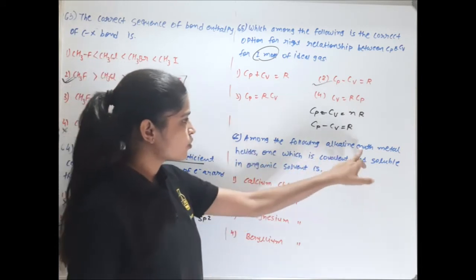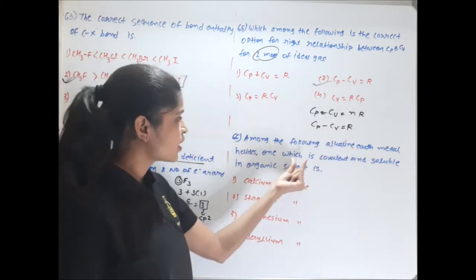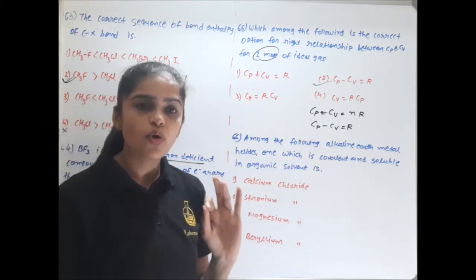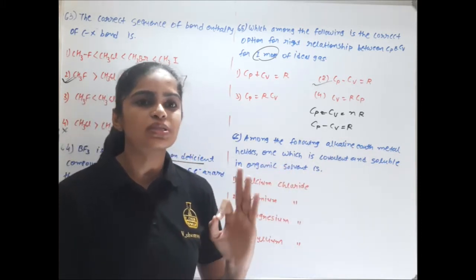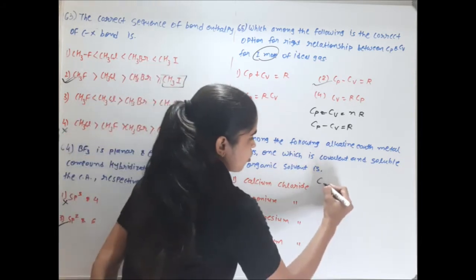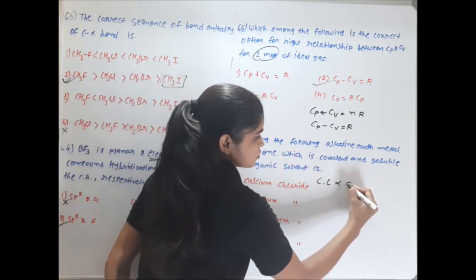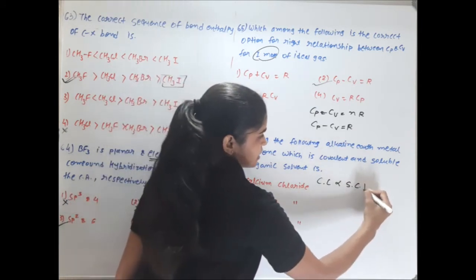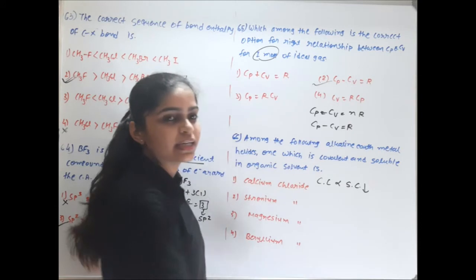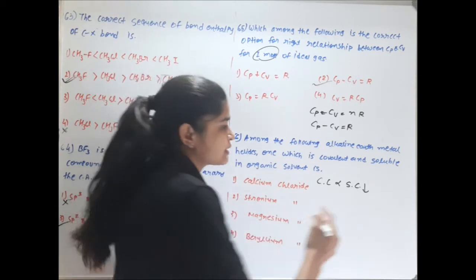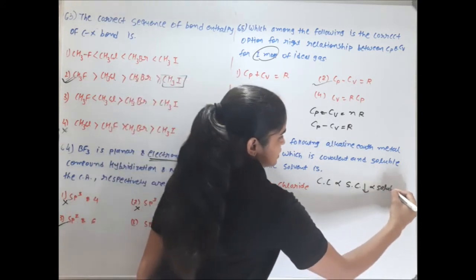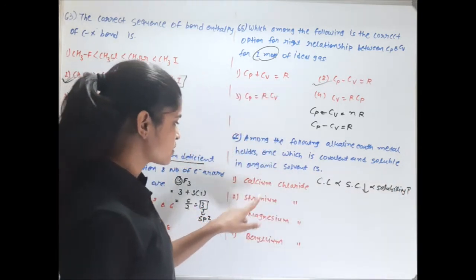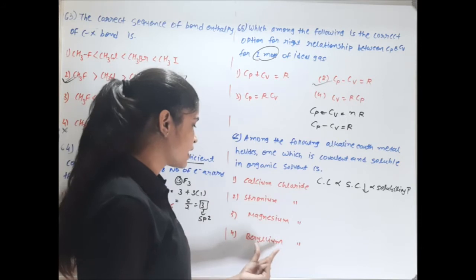Next: among the following alkaline earth metal halides, which one is covalent and soluble in organic solvent? We know that covalent character is inversely related to the size of the cation. Where the size of the cation decreases, the covalent character increases, and where covalent character increases, its solubility increases. So in this case, we have calcium chloride, strontium chloride, magnesium chloride and beryllium chloride.